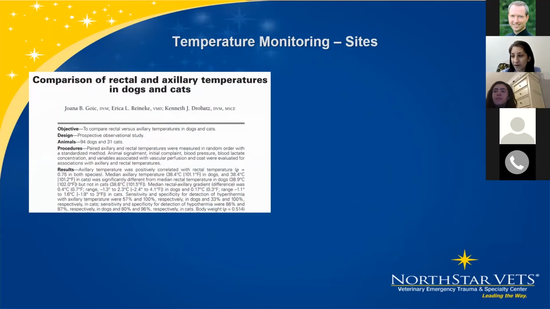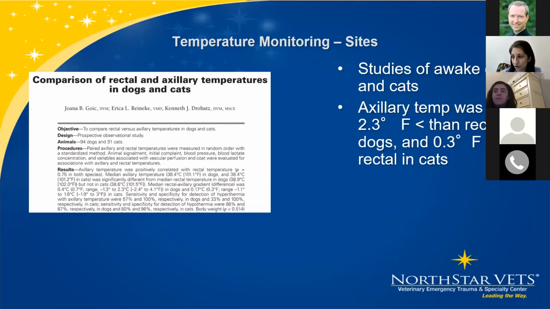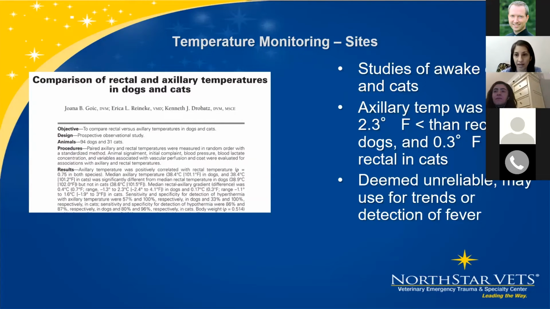So temperatures can vary depending on where the probe is placed as well as what procedure is happening. There are a few studies in animals that are under anesthesia. This one happens to be in awake animals because it was very extensive as far as what sites they were going to, and it was both dogs and cats. So in most terms, the difference in temperature between sites is pretty inaccurate in terms of a core body temperature. Your axillary temperature is generally going to be about a degree less than rectal in dogs, a little bit closer to rectal in cats.